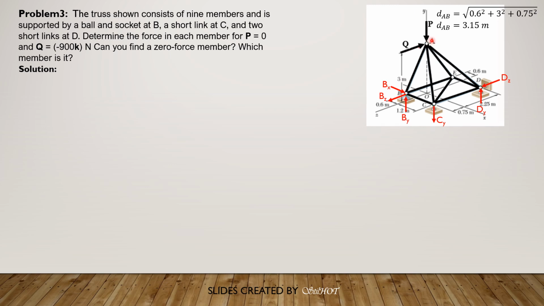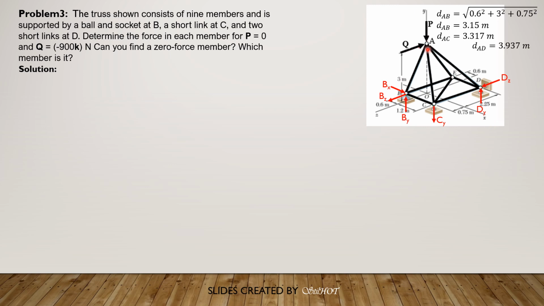Next, distance AC. Distance AC is along x is 1.2. So square root of 1.2 square, along y 3, so square root of 1.2 square plus 3 square, then plus along z 0.75 square. So this is equal to 3.317. Try to check it. Square root of 1.2 square plus 3 square plus 0.75 square. So 3.317. Then distance of AD is along x 1.2, square root of 1.2 square plus 3 square, then plus 2.25 square. So that's why distance AD is 3.937 meters.